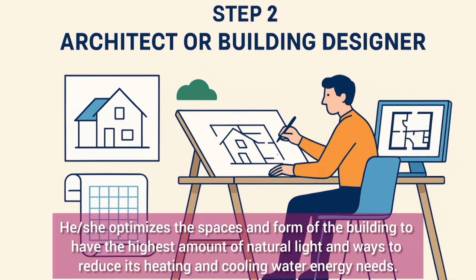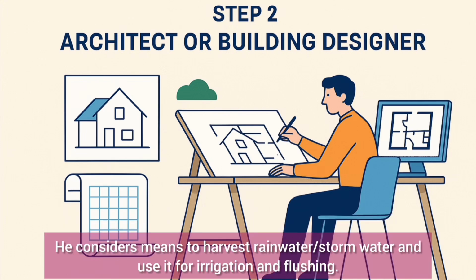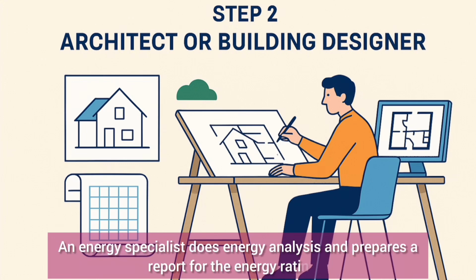She optimizes the spaces and form of the building to have the highest amount of natural light and ways to reduce heating and cooling water energy needs. He considers means to harvest rainwater, stormwater, and use it for irrigation and flushing. An energy specialist does energy analysis and prepares a report for the energy ratings.